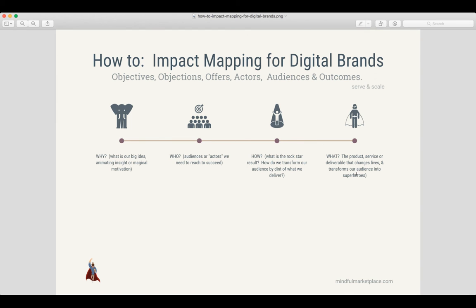And finally, what? So what is the product, the service, or the deliverable that actually changes lives and transforms an audience into superheroes? I don't remember exactly where I had initially seen this years ago, but someone smart had created a graphic that I think was quite efficient at communicating this process. Essentially, people don't buy your products; they buy the rock star result that you facilitate in their lives. I think that's a really appropriate filter by which you can run all of your ideas through from a marketing standpoint, from a brand building standpoint, or said more succinctly, through an offer standpoint. So are your offers leading to outcomes that make your audience feel like a rock star?